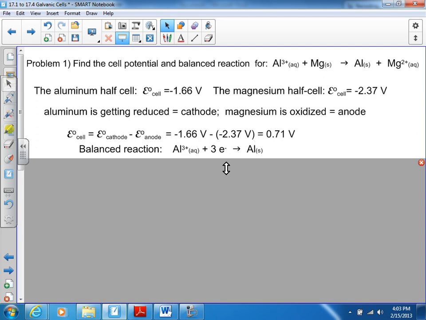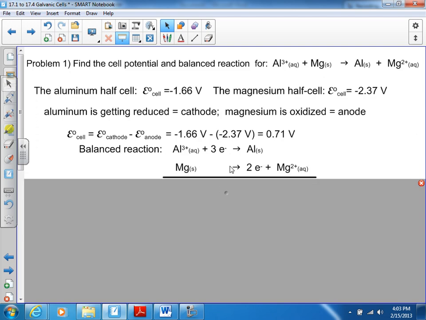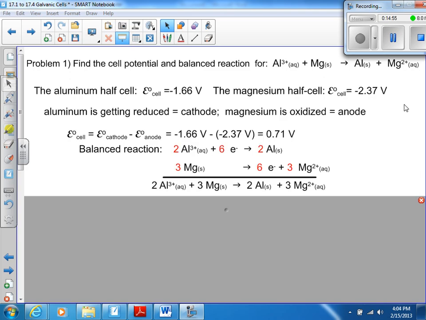Balanced reaction. If you want to balance this on your own, go ahead. We have 3 electrons and 2 electrons. We're going to have to balance our electrons. Okay, you should have paused if you wanted to do it on your own. If not, there it is, done for you. We had to multiply the top reaction by 2, the bottom by 3, till we could cancel out the electrons, and this is our overall balanced reaction.